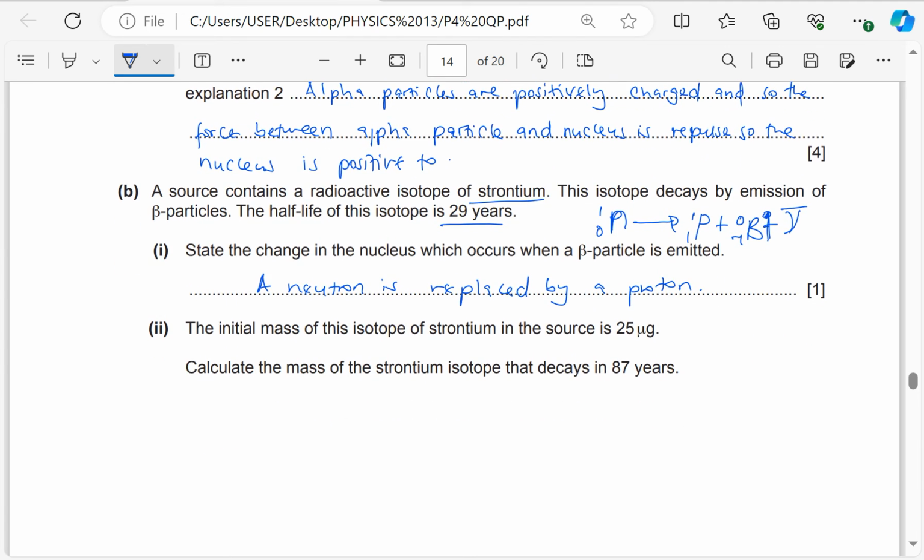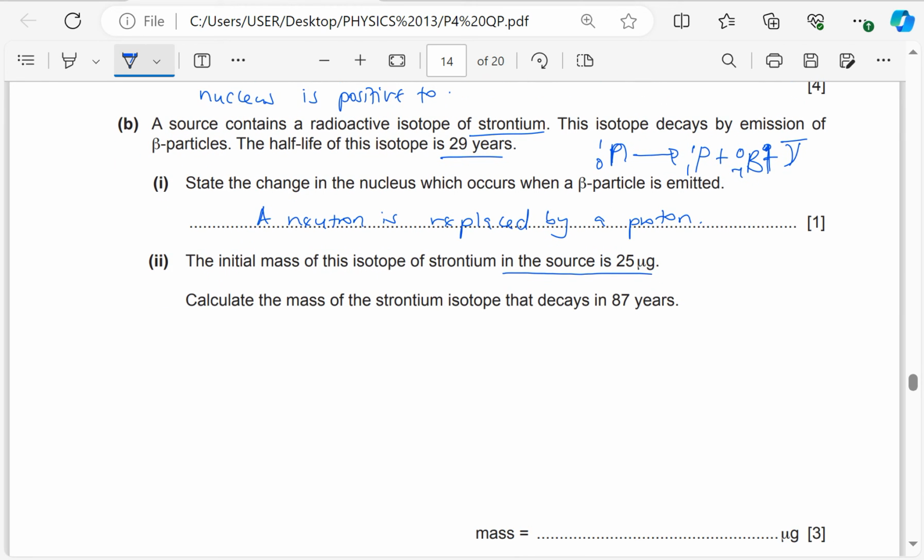The initial mass of this isotope of strontium in the source is 25 micrograms. Calculate the mass of strontium isotope that decays in 87 years. Note that the half-life is 29 years. So let's first find the number of half-lives. My students normally call it N, which is 87 divided by 29, which is 3. There are 3 half-lives.